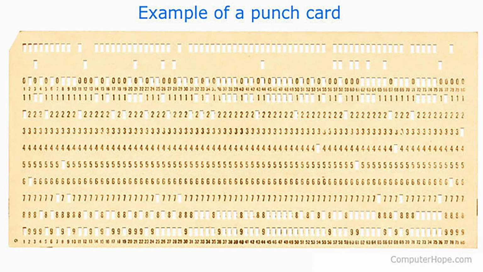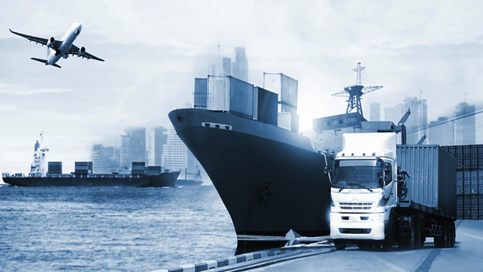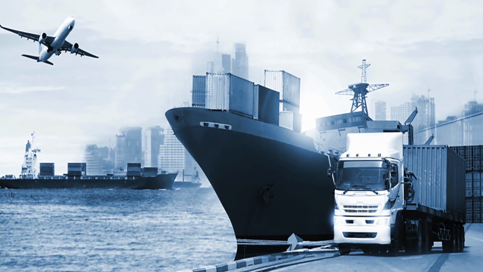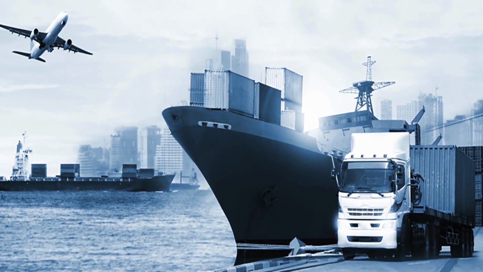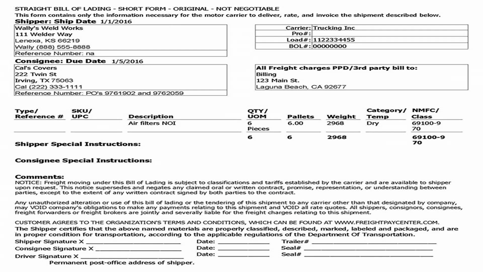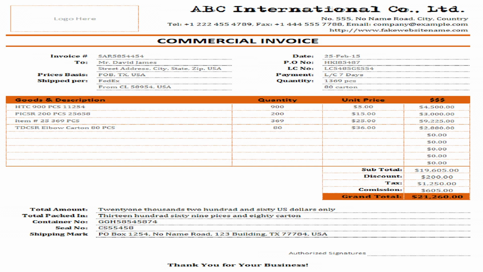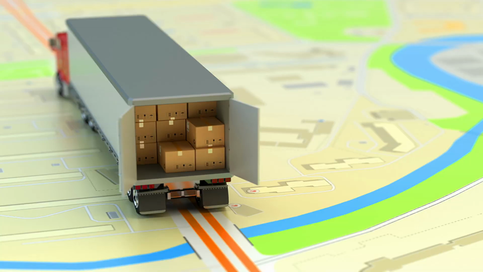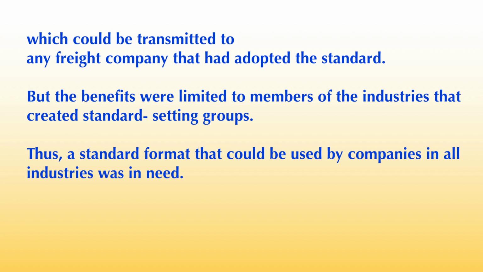In 1968, a number of freight and shipping companies joined together and created a standardized information set that included all the data that shippers commonly included on bills of lading, freight invoices and other paper forms. This reduced their paperwork burden, since instead of printing a paper form, shippers could translate the information about shipments into a computer file, which could be transmitted to any freight company that had adopted the standard. But the benefits were limited to members of the industries that created standard-setting groups.